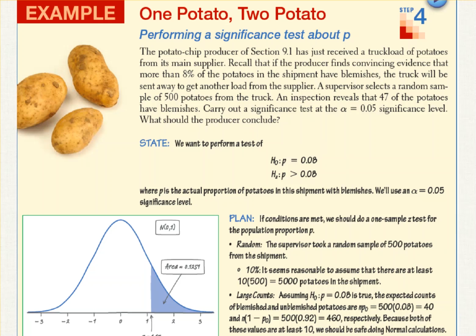Okay, so again, this is on the AP test. This is kind of how you want to write it out. You want to perform a test where the null hypothesis is that p is equal to 0.08, and our alternative hypothesis is that p is greater than 0.08. And again, p represents the actual proportion of potatoes in the shipment with blemishes. So alpha is equal to 0.05.